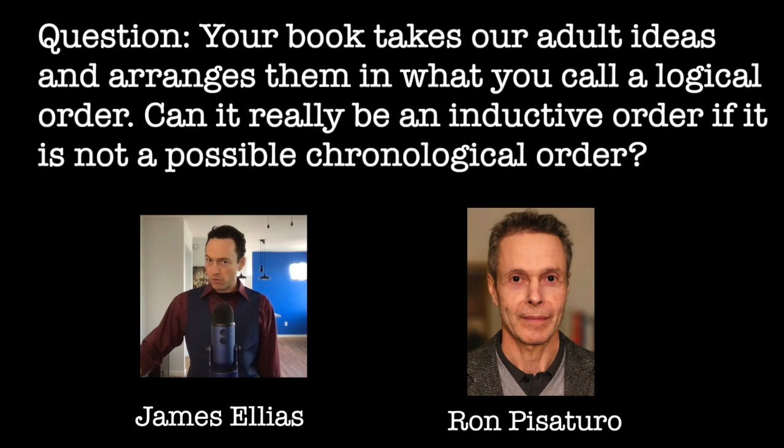Your book takes some of our adult ideas and then arranges those ideas in a logical order, in an order where each stage lays the validation for the next. But it's not a possible chronological order. It's not like my inductions. It's a presentation of what we have as adults, but presented in a particular new order. And my question is, is it still a logical order if it's not a possible chronological order?